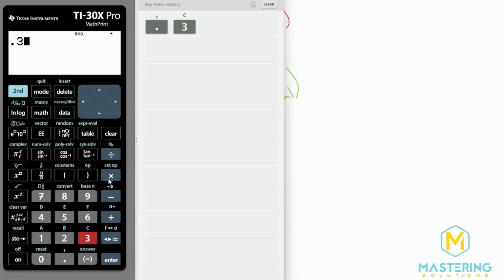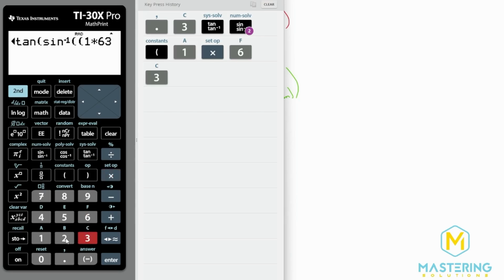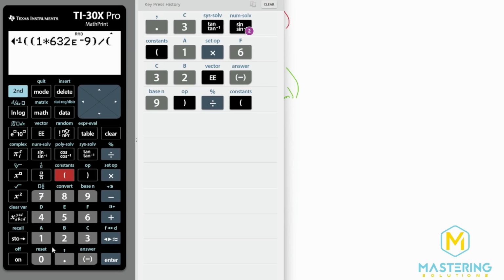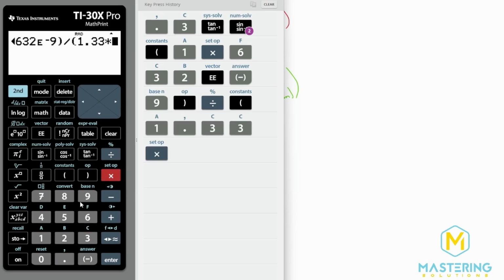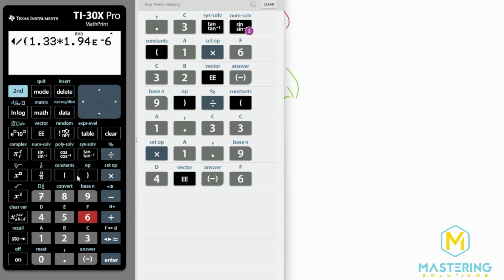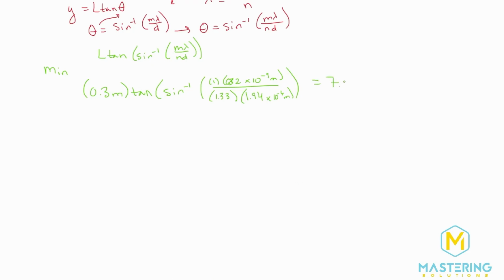So 0.3 tangent inverse sine of 1 times 632 times 10 to the negative 9 meters divided by 1.33 times the d, which is 1.94 times 10 to the negative 6. And that gives us 0.0758. That's in meters, so we'll say 7.58 centimeters. Okay, so that is for the minimum.